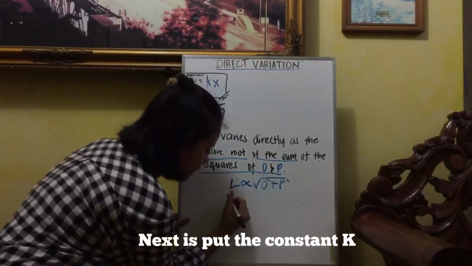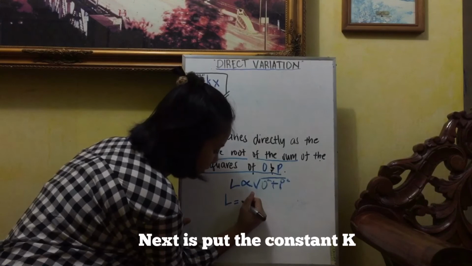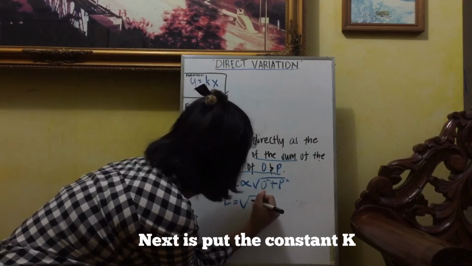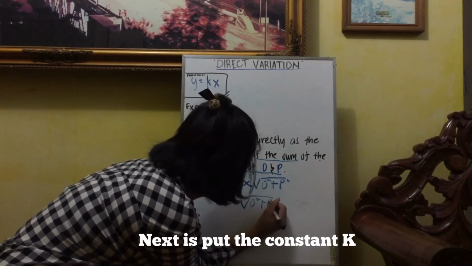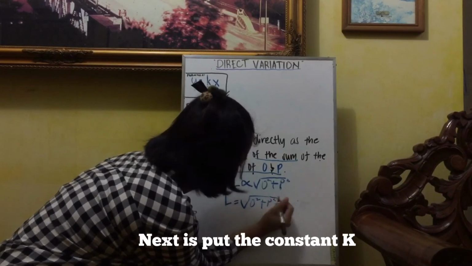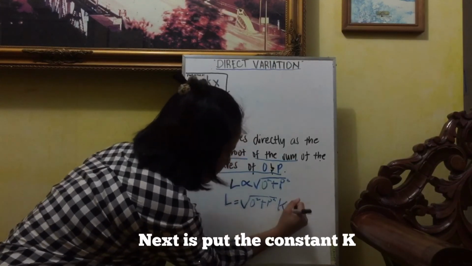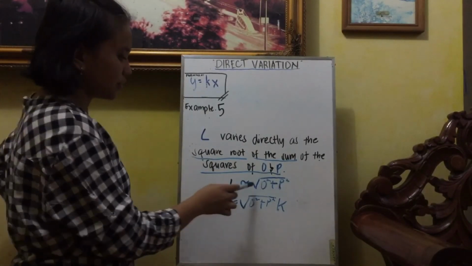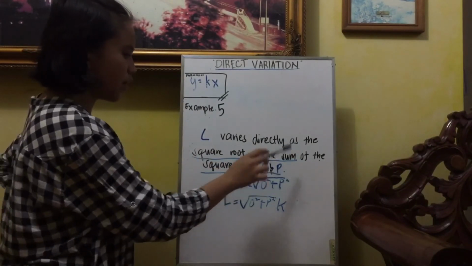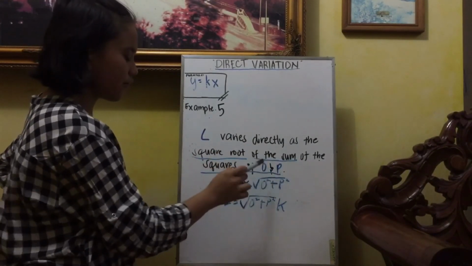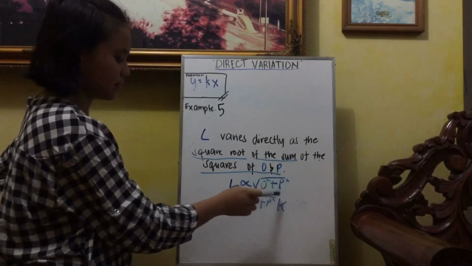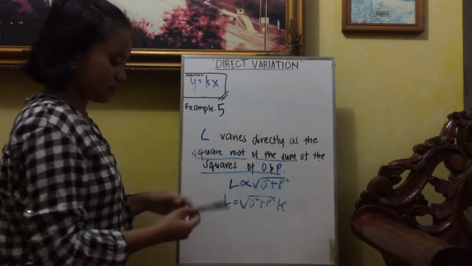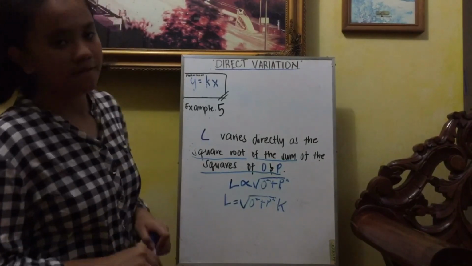Then next, apply the formula. So L is equal to k times the square root of the sum of the squares of O and P. So this is the final answer: k times the square root of the sum of the squares of O and P, so O squared plus P squared. That will be our final answer.